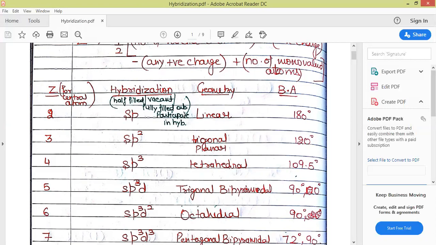So the next Z value is 4, for which 4 orbitals are going to participate in the hybridization, and we'll get 4 sp3 hybridized orbitals. Geometry is going to be tetrahedral.